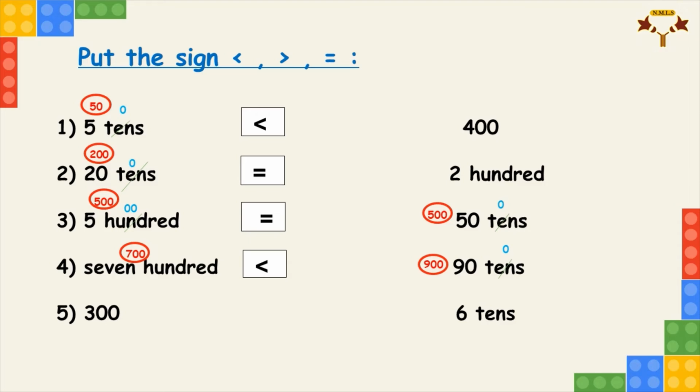The last one here, I have 300 and here I have 6 tens. Yes, 6 tens. Now here I will convert or cancel tens and put up 0. So the number will be 60. So for sure 300 is bigger than or greater than 60. So here the alligator will eat 300.